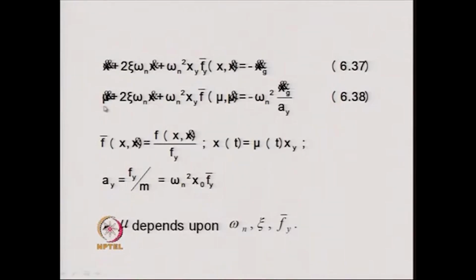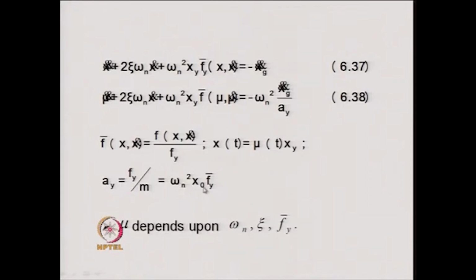So this becomes mu double dot t plus twice zeta omega n mu dot t plus this particular term, the x y term will not be there, it will be omega n square f bar of mu comma mu dot, and is equal to minus omega n square x double dot g by a y. Now this a y is defined again in this form. a y is equal to f y by m, or in other words m multiplied by a y gives the value of f y, or one can say this is the yield acceleration a y. Yield acceleration multiplied by m gives you the yield force, and that can be shown to be omega n square x 0 divided by f bar y.